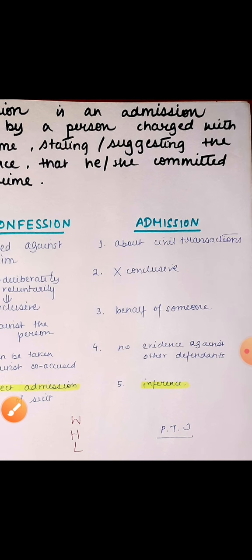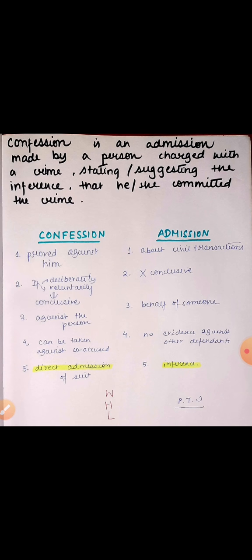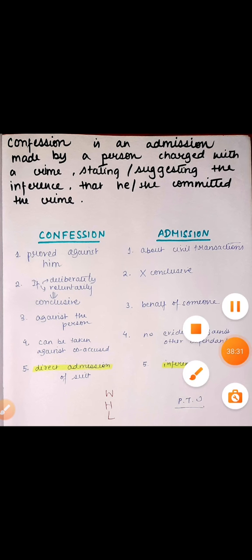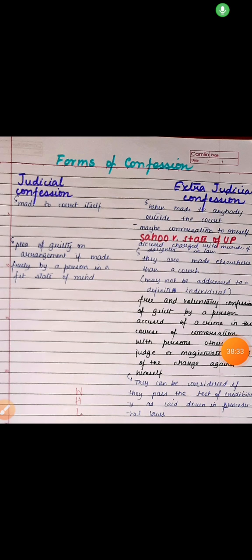Next we come to admission, the last point here. Admission means inference, which means suggestions about something. It's not a foolproof thing. It's not conclusive. It's not a direct admission. It's simply a suggestion, a connotation about something. Alright? With this we come to an end to confession and admission, the distinction.